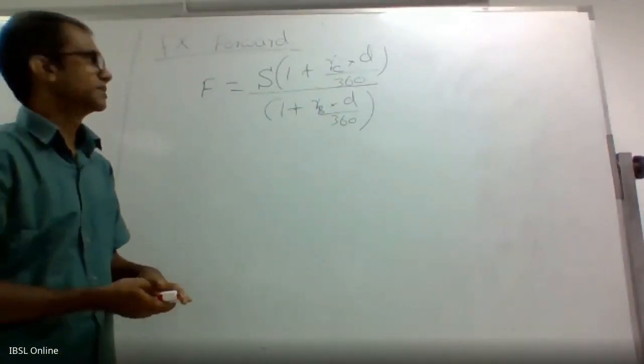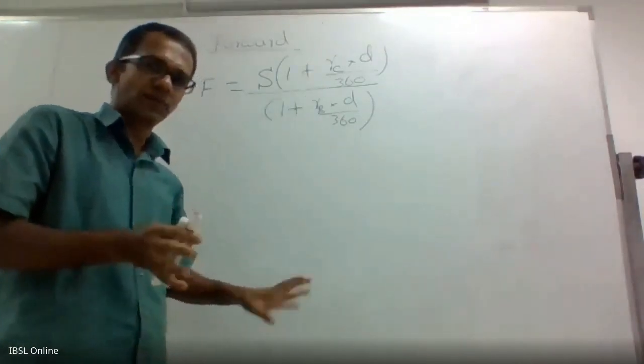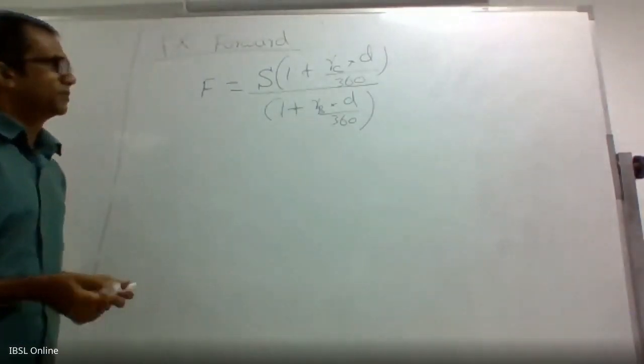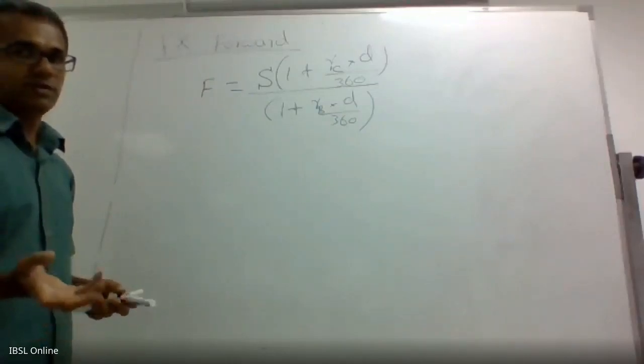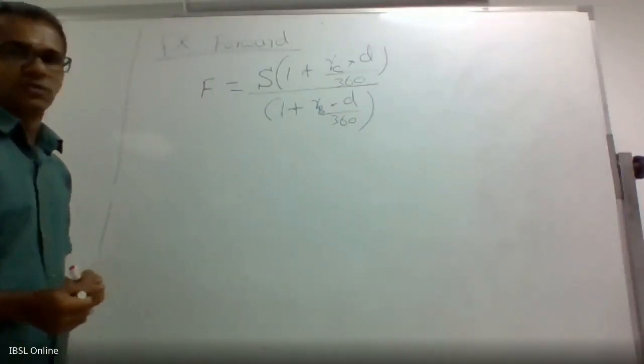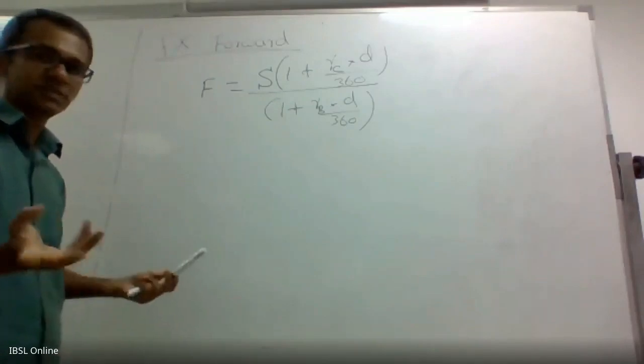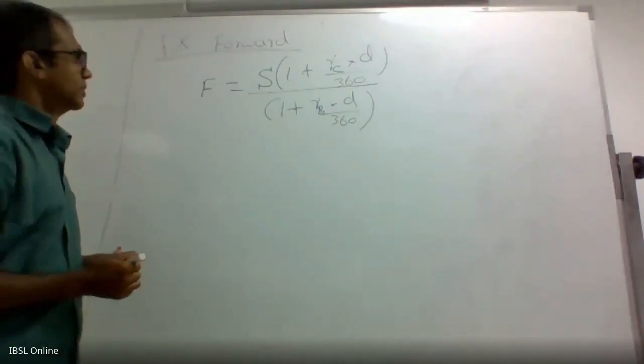So this way is easy to remember: counter currency interest rate and the base currency interest rate. Sometimes in some books you might see local currency and foreign currency. That will confuse you if you cannot identify what is the local currency and what is the foreign currency, especially when rupee is not involved there.